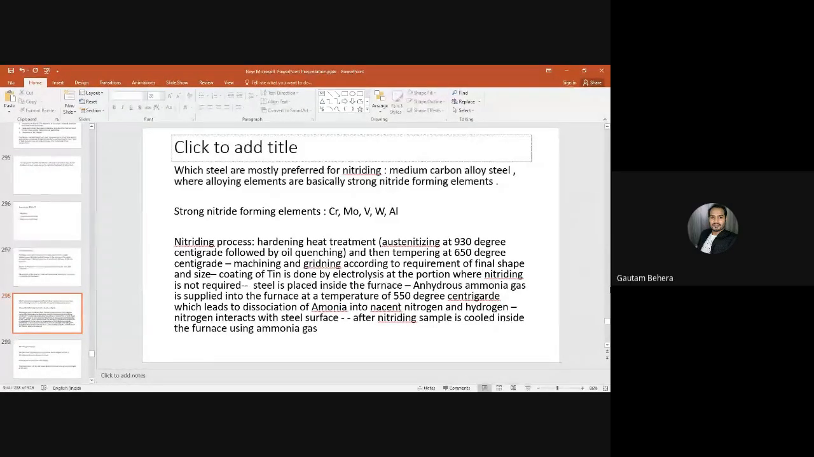Obviously, if it is outside the furnace, how will nitriding take place? So tell me, how are we providing that atmosphere? Just by purging nitrogen gas.